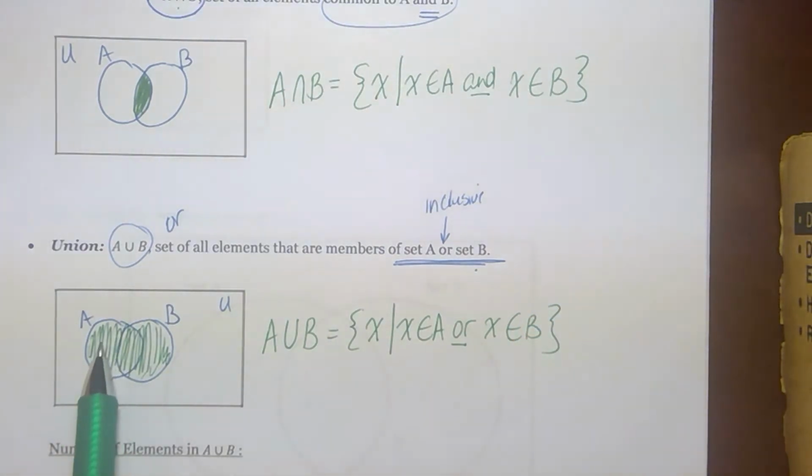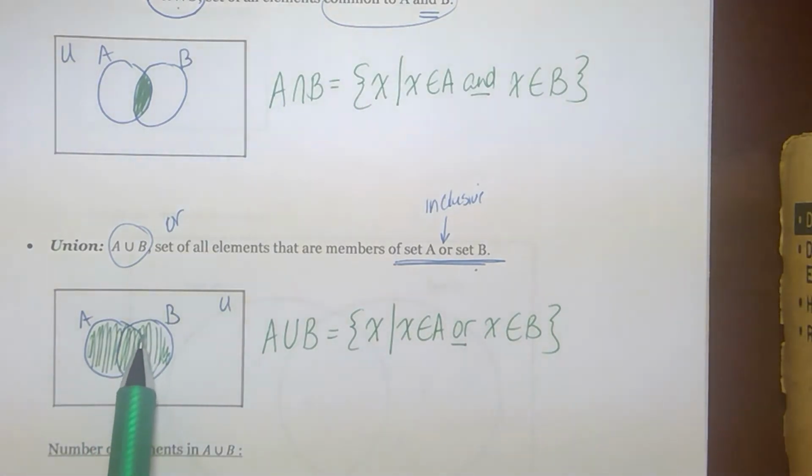So I shaded 3 regions: the region that is just A, the region that is both A and B, and the region that is just B. Now there's an activity here that we typically do in class that helps us to understand the number of elements in A or B. I'm going to go ahead and give you the rule right now.